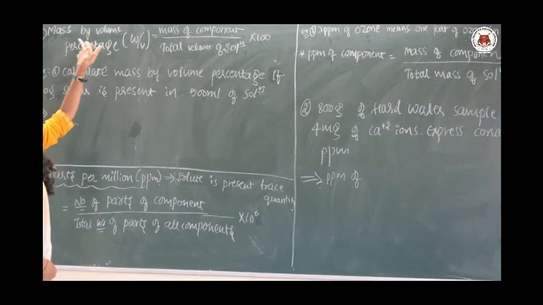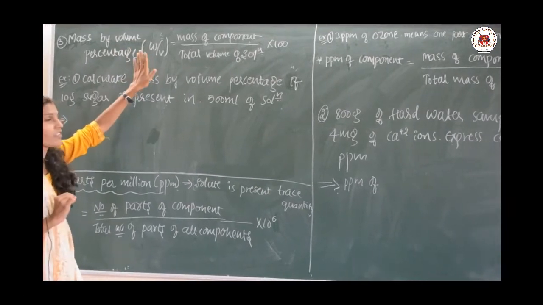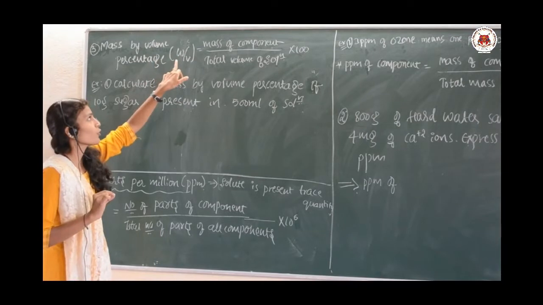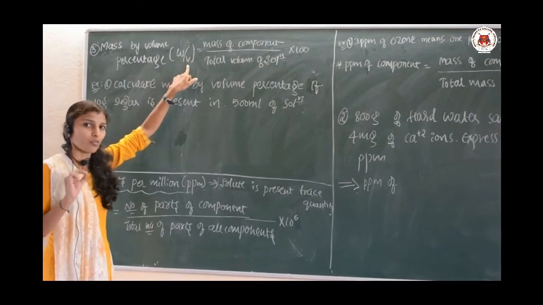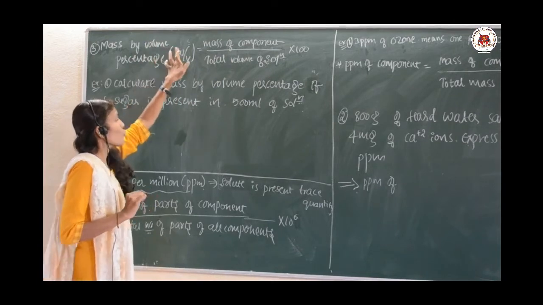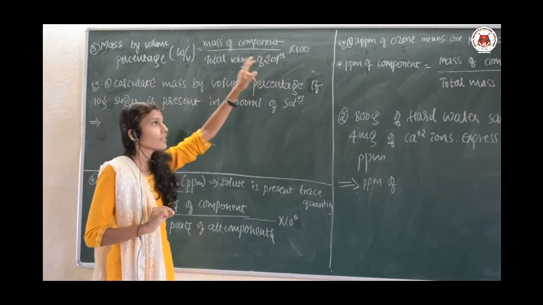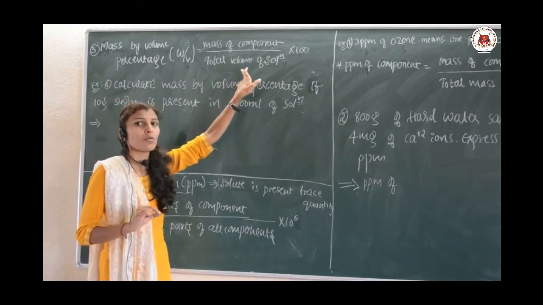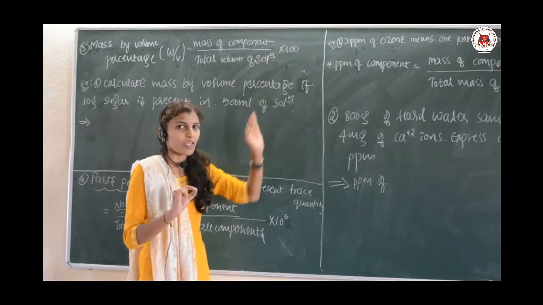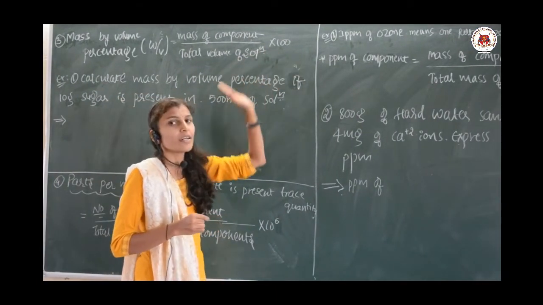Here, mass by volume percentage. Yesterday I discussed this. Mass by volume percentage is denoted by W by V. What is the formula? Mass by volume percentage is equal to the mass of the component divided by the total volume of the solution into 100. As we are telling, percentage must be multiplied by 100.